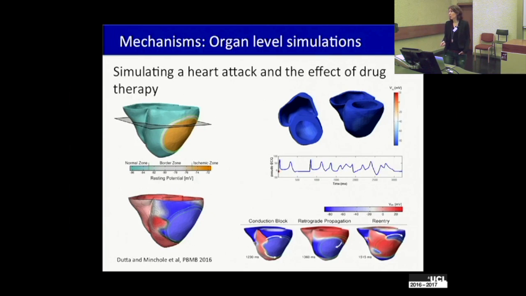Now I'm going to show you 3 examples in which we were using high-performance computing. This is the first one. We were interested in understanding mechanisms, and this is an organ-level simulation.